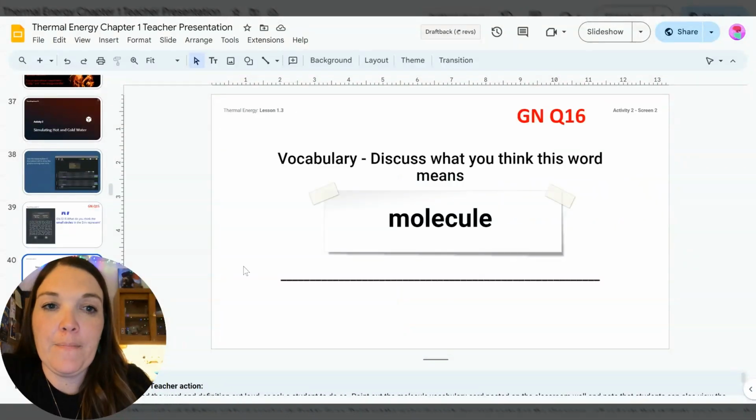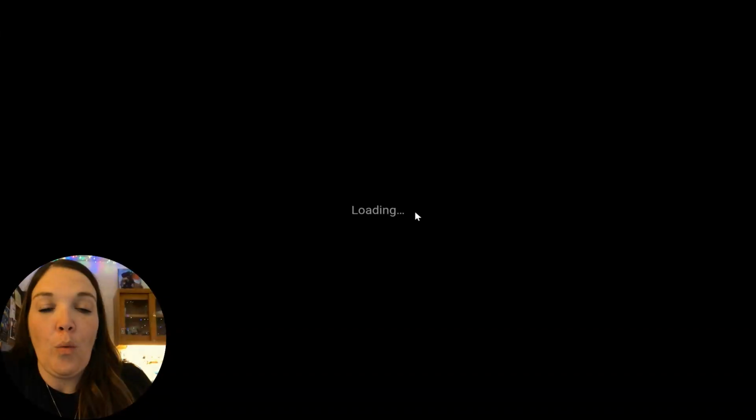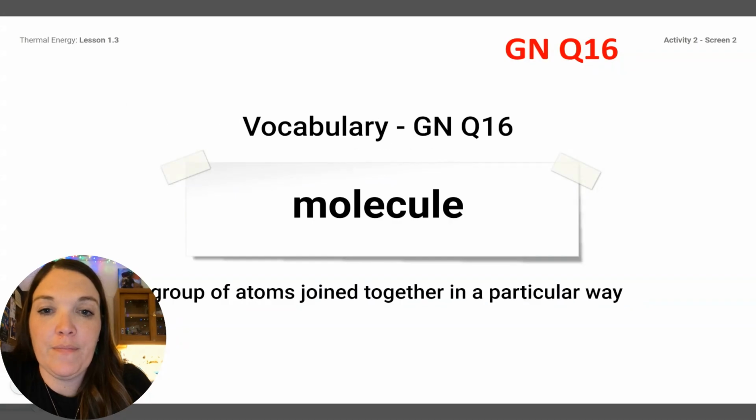Okay, so coming back. Guided notes question 16. I want you to think about this before we actually give you the actual answer. What do you think this word means, molecule? Think about that, and then we will give you the actual definition here in a second.